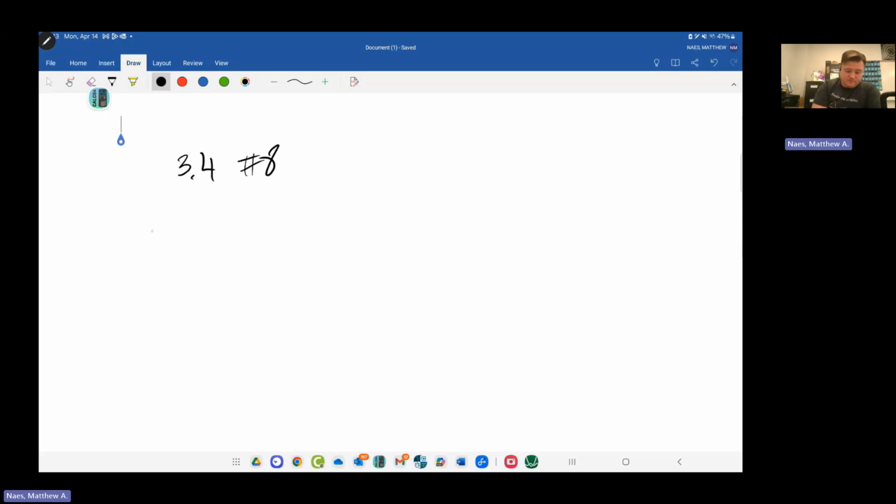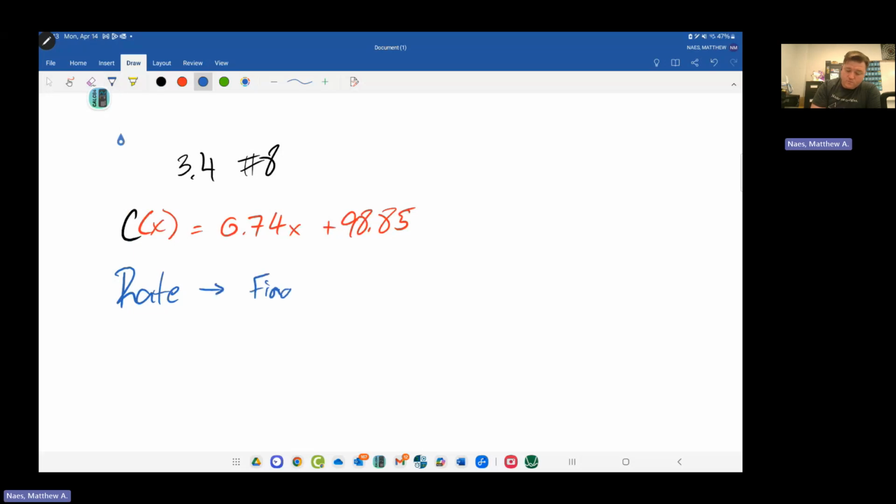So I have the function C of X is equal to 0.74x plus 98.85. Find the rate of change in the consumption with respect to x, dC dx. Right, this is called the marginal propensity for income. Now, anytime it's asking for the rate, what they really mean is find the derivative.